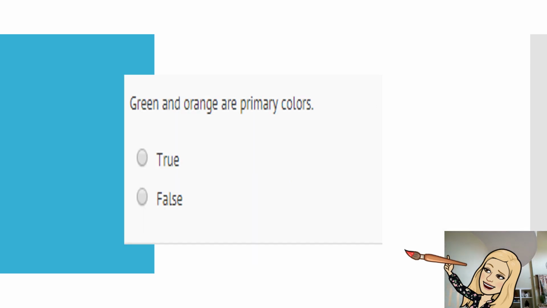Green and orange are primary colors. True or false? Take a second to take your guess.